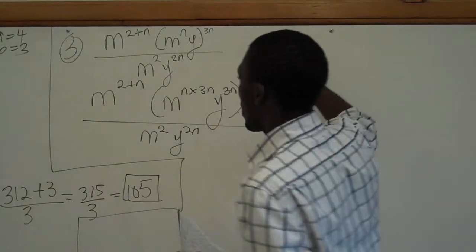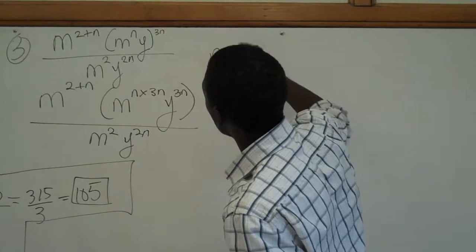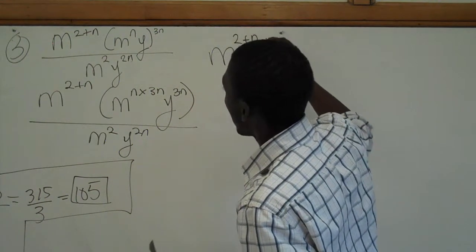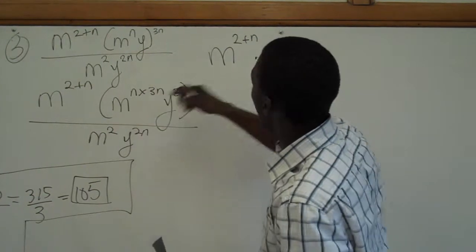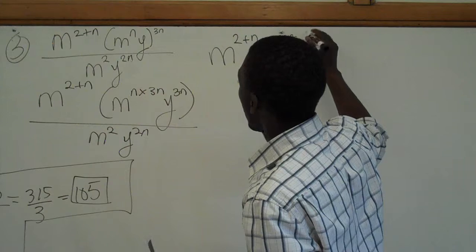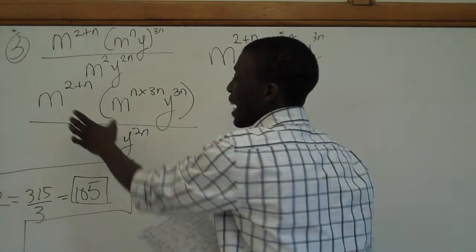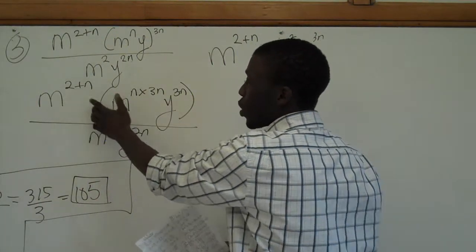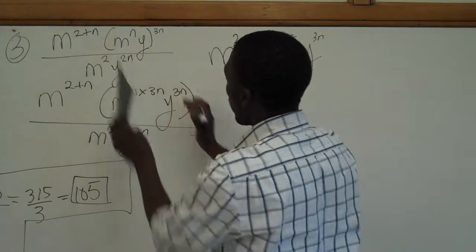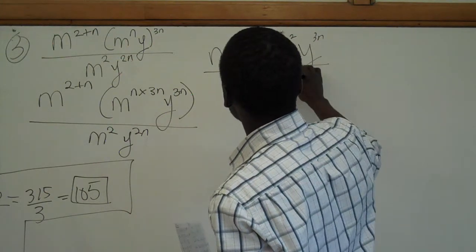Now let's move over here and complete this. We go ahead and multiply this in, and it becomes basically m to the power 2 plus n times m to the power n, well, n times 3n is 3n squared, and then y to the power 3n is just by itself. It's not like distribution because there's not a plus or a minus. We're not distributing. We're just multiplying this to this variable right here. And this is divided by m squared and then y to the power 2n.